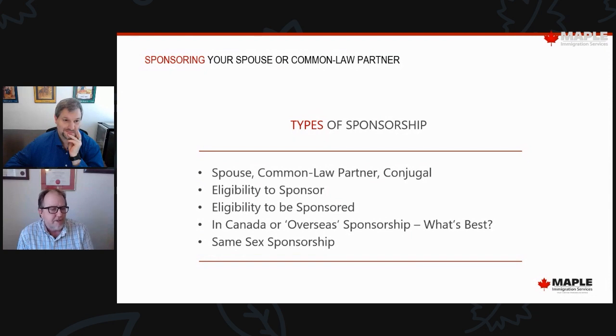And also, I alluded to this before, the Canadian government does recognize same-sex marriages and same-sex partnerships. So as long as your same-sex marriage is a legal marriage in the country where you got married, the Canadian government will recognize it. So you can sponsor someone of the same sex and gender as you.